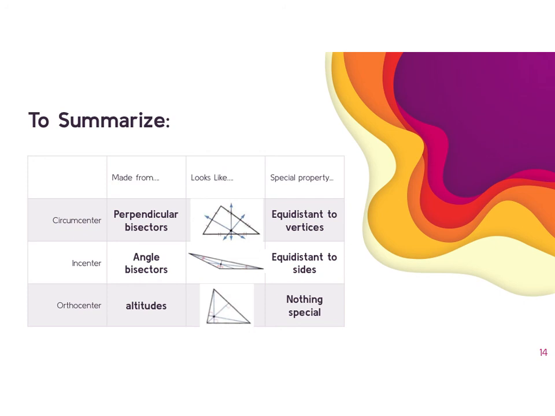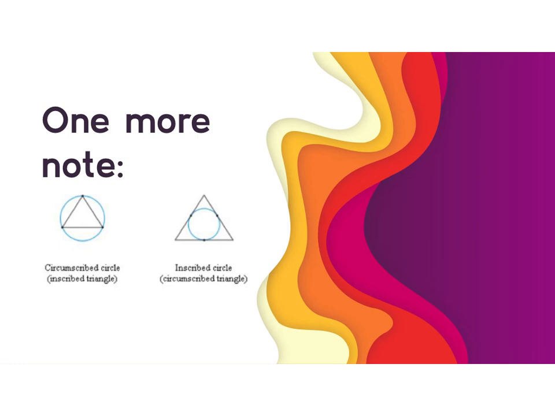Finally, we have the orthocenter, and that's created from altitudes. There's a picture of it, and really there's nothing much special about it. One more thing you need to know. When you hear circumscribed circle, that means the circle's on the outside. Inscribed triangle means the triangle is inside. An inscribed circle means the circle's on the inside. A circumscribed triangle means the triangle is on the outside.